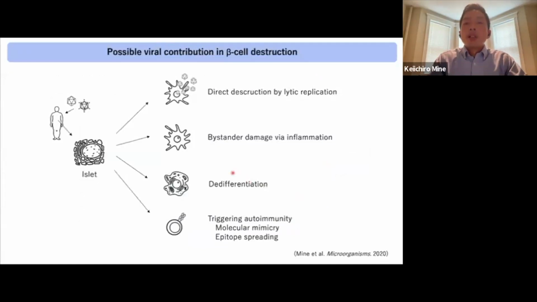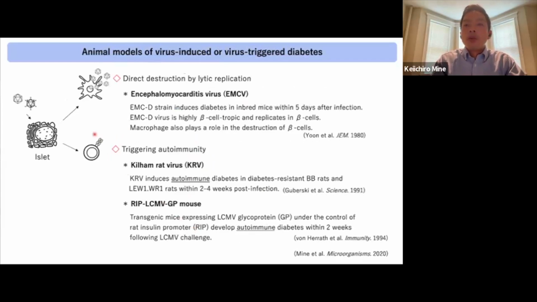As you know, viruses may trigger beta cell destruction in several ways: direct destruction, induction of beta cell death or dedifferentiation, and triggering autoimmunity. There are some available animal models for virus-induced or virus-triggered diabetes.